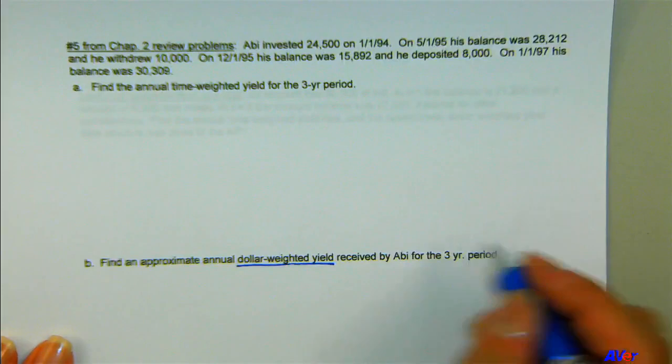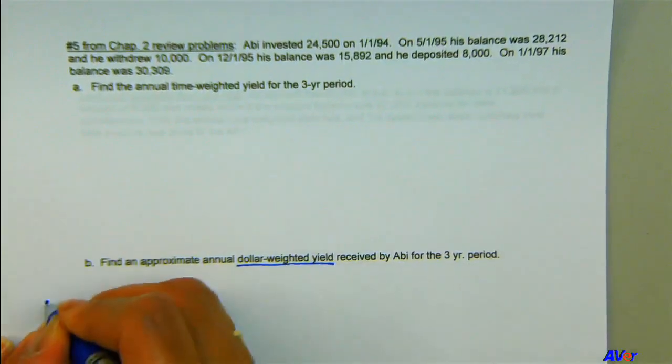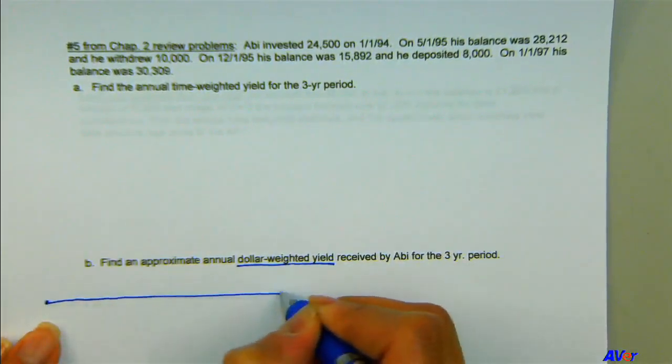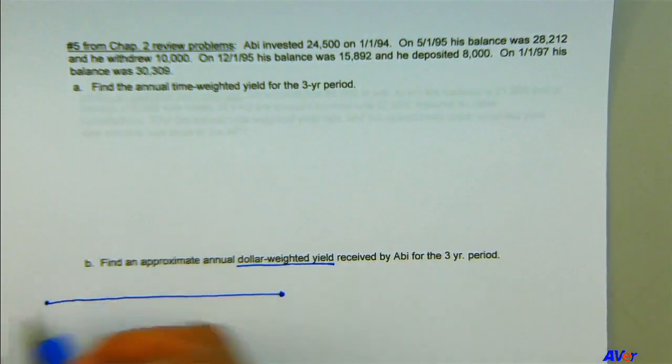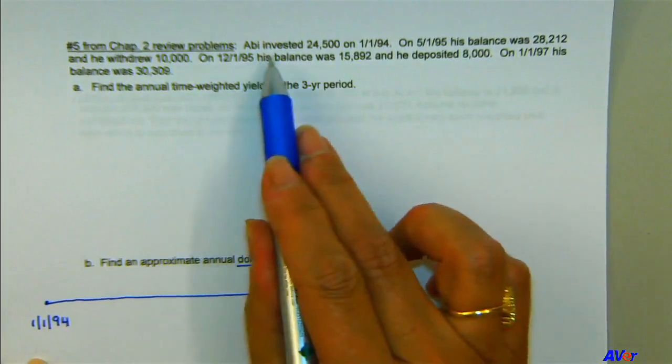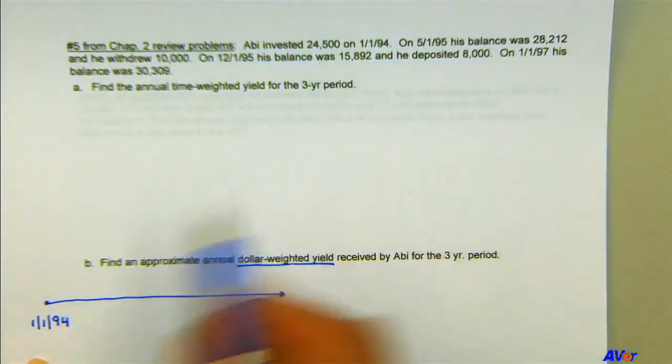Okay, so let me draw a timeline. So on 1/1/94, Abby invested $24,500.